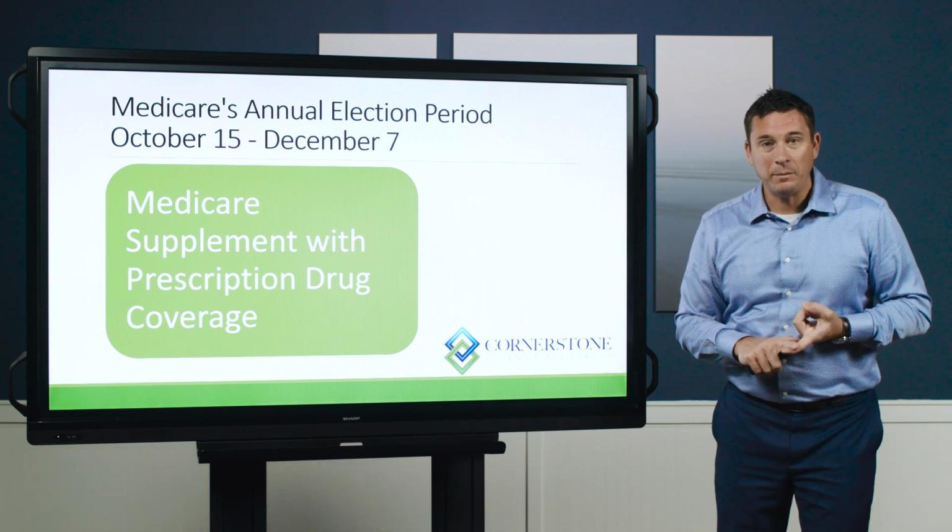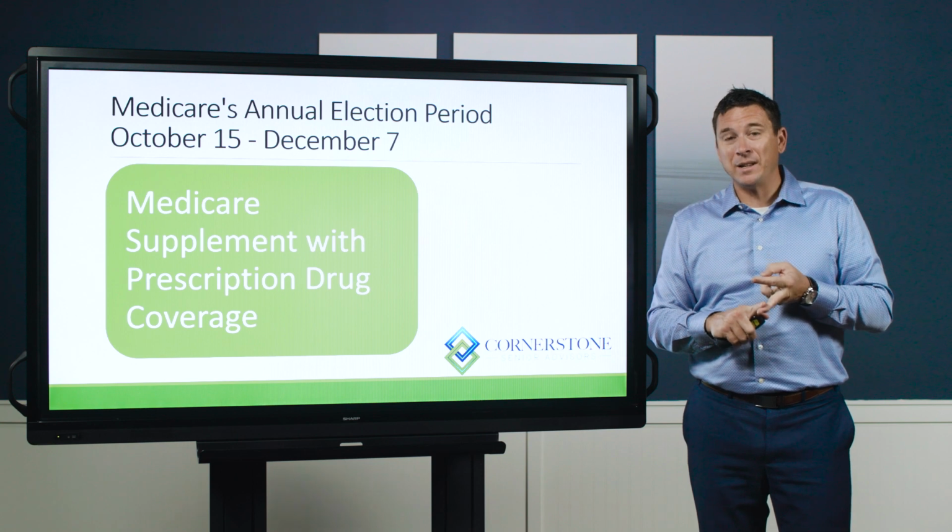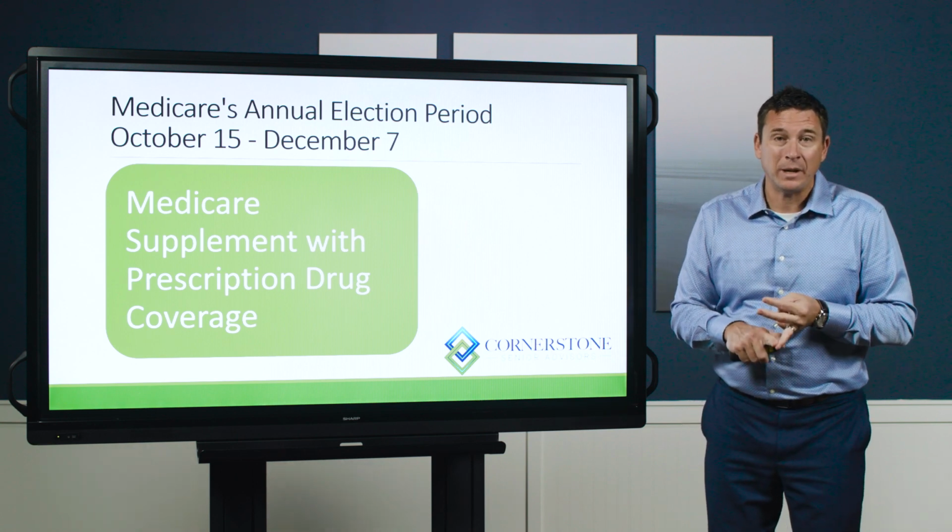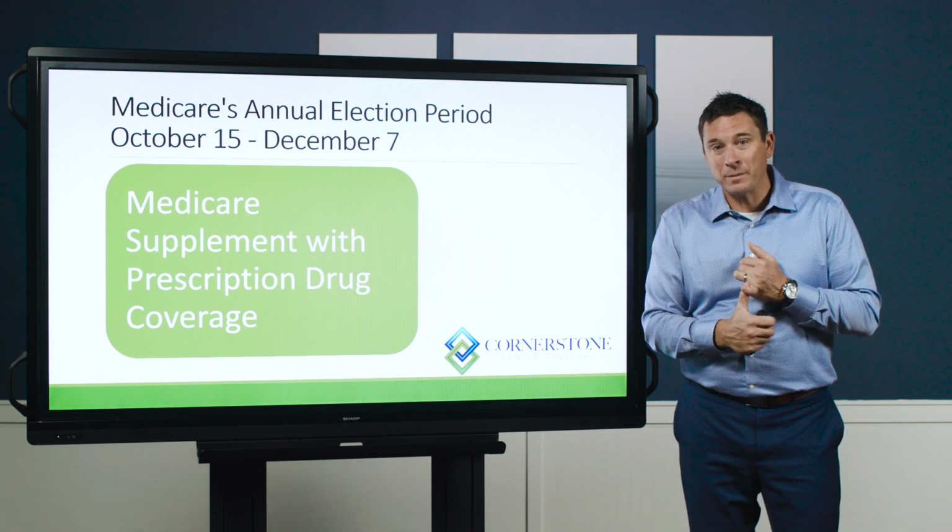They can change their premium, they can change what medications they cover, they can change how well they cover medications, and they can change what pharmacies they work with. Typically, there's over 20 different drug plans available in each area of the U.S. You want to make sure whatever plan you're on is covering your medications well.